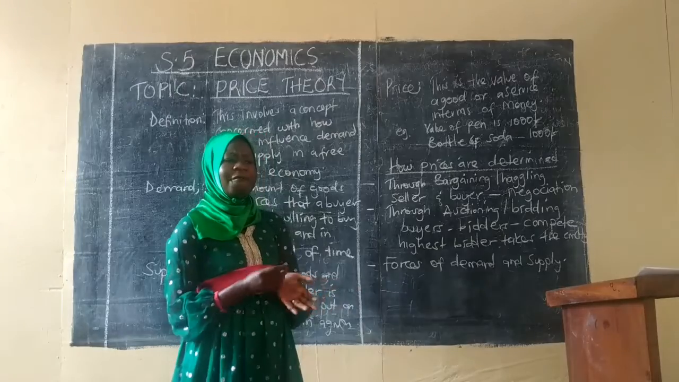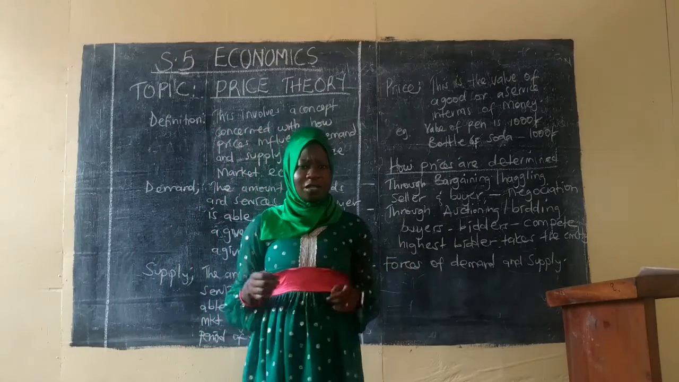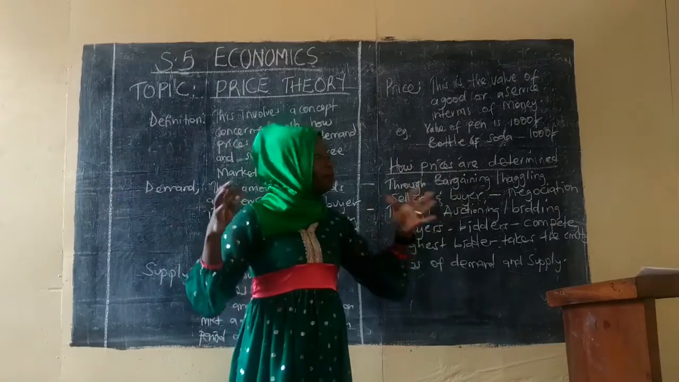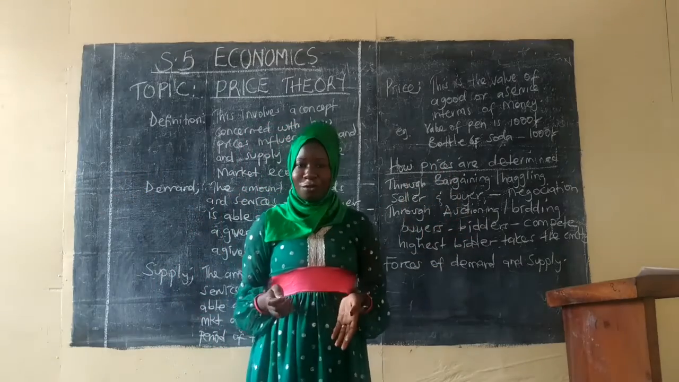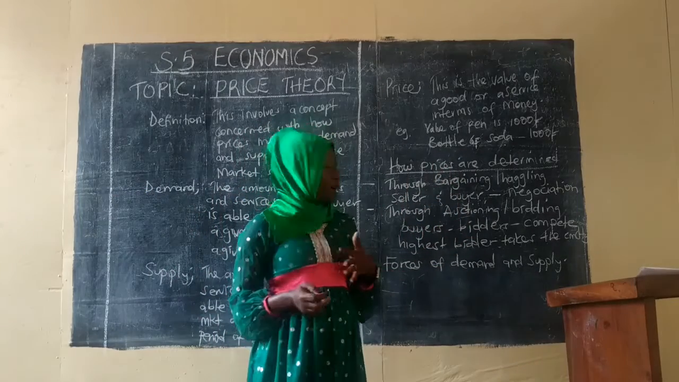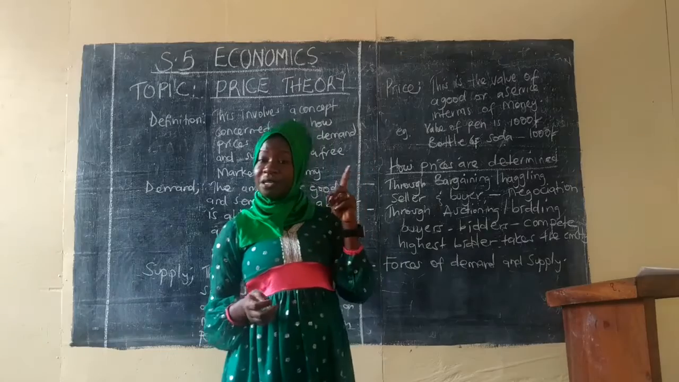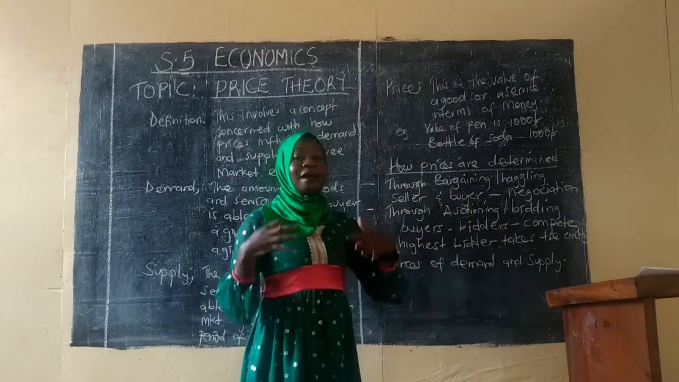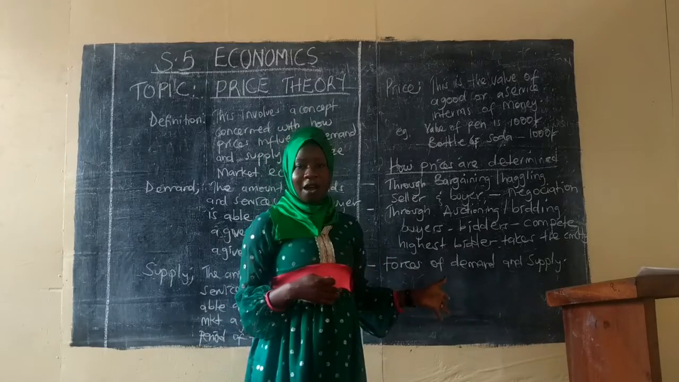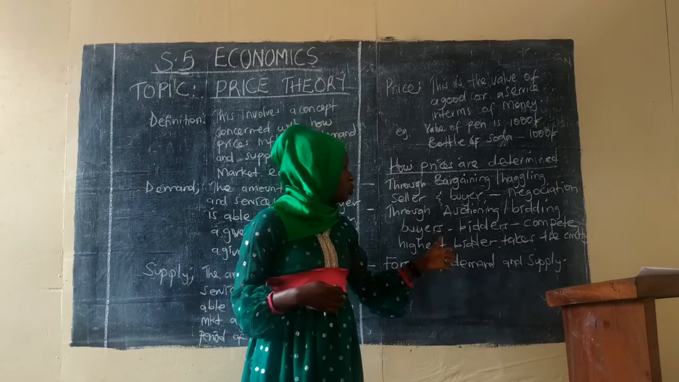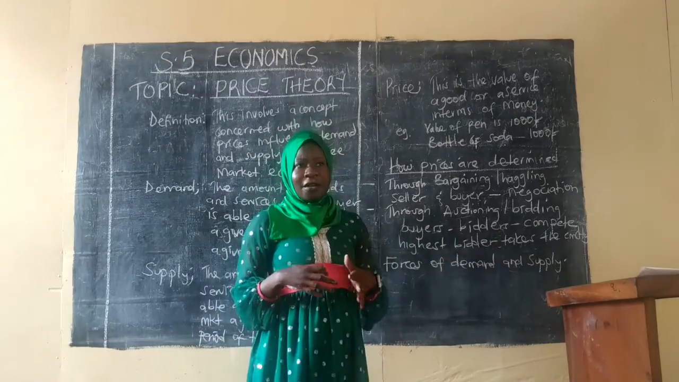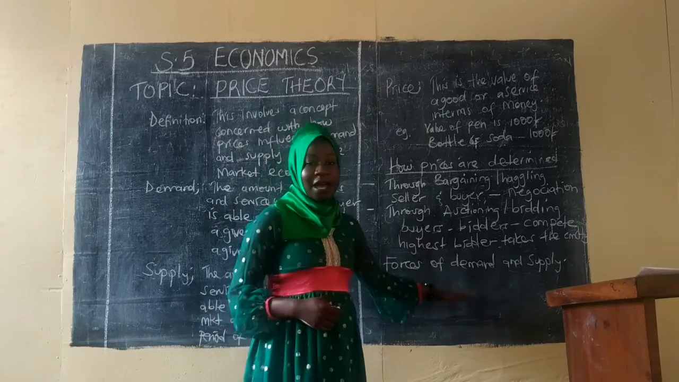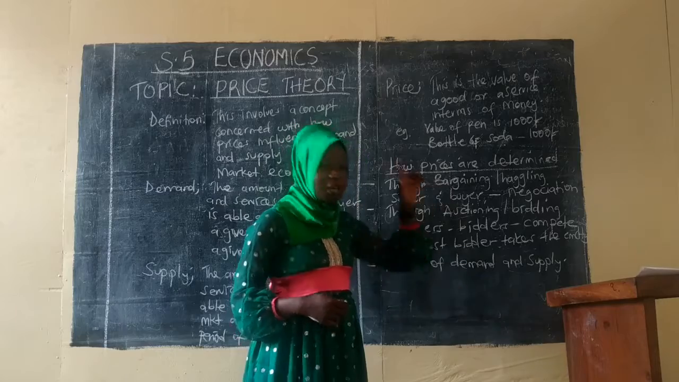What happens when we have very many buyers and one seller? If you're a seller selling, for example, tomatoes, and you're overwhelmed by very many customers, what will you do to your goods? As a seller, I will automatically increase the price because I have very many customers, meaning that the demand for my goods is very high. When the demand is high, the price increases.